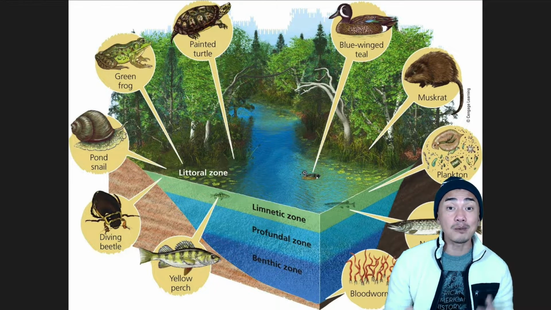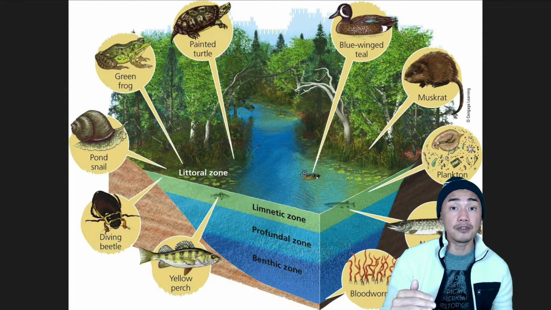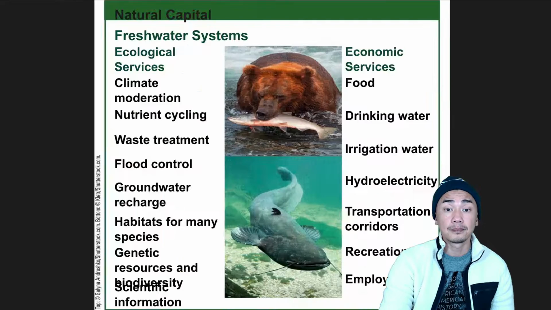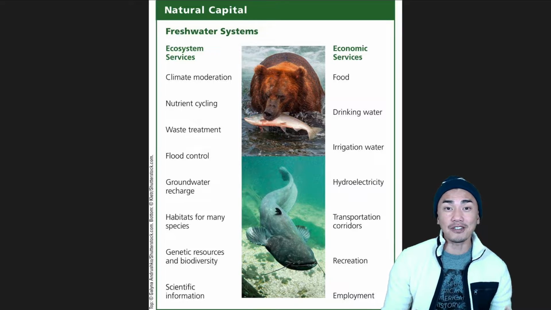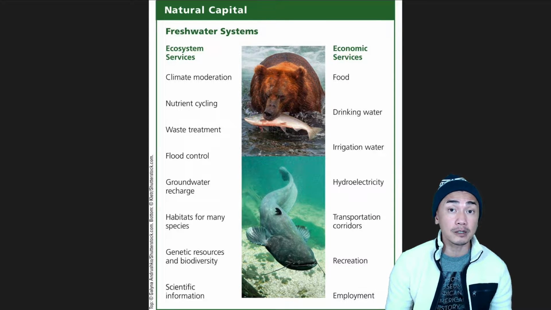This diagram shows the 4 lake zones, the littoral, limnetic, profundal, and benthic zones, and some of the organisms that live in each one of them. This infographic from the textbook summarizes the ecosystem services and the economic services provided by freshwater systems.